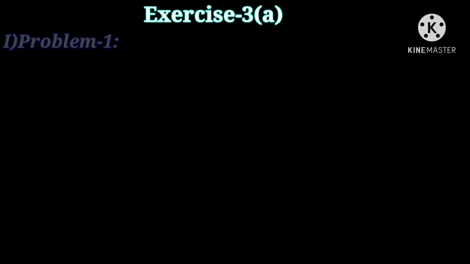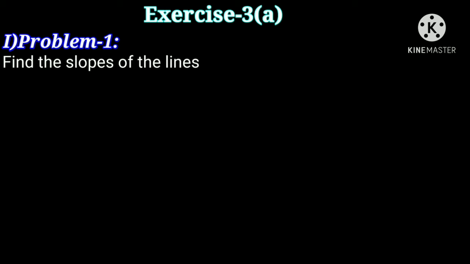Exercise 3a, Section 1, Problem 1. Find the slopes of the lines x plus y equal to 0 and x minus y equal to 0. This is our given problem. In this problem, we have to find out the slopes of the given straight lines. Now, we have to solve the problem.